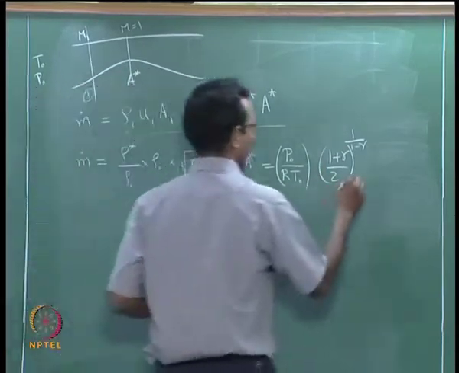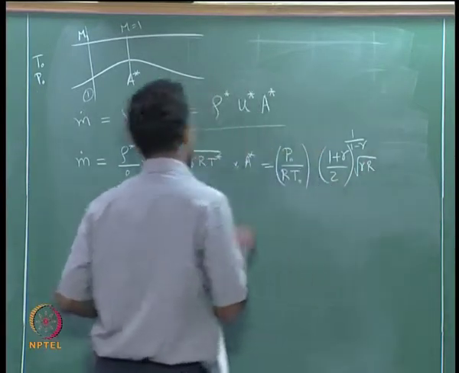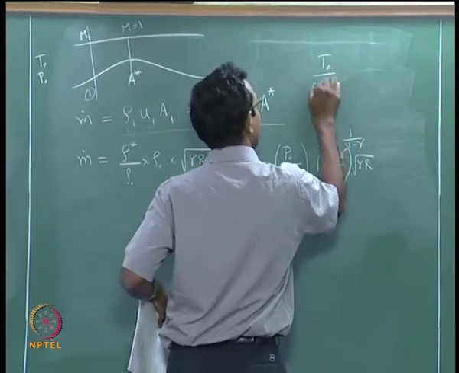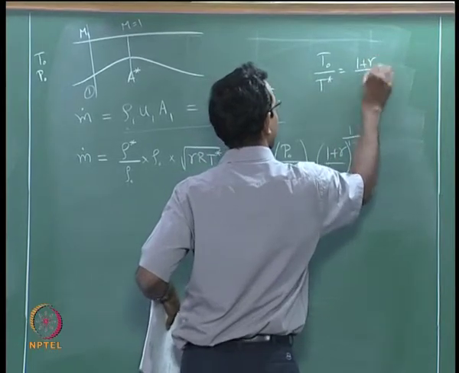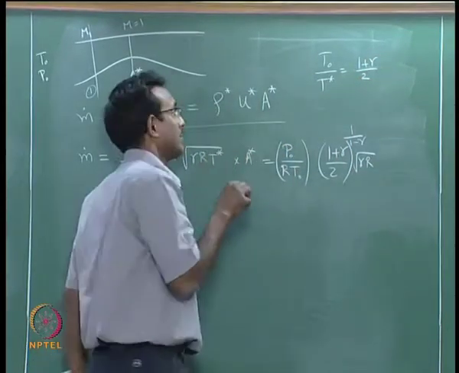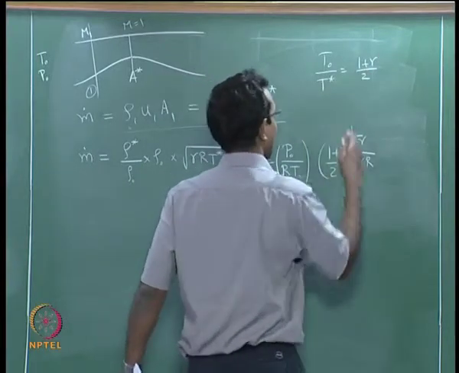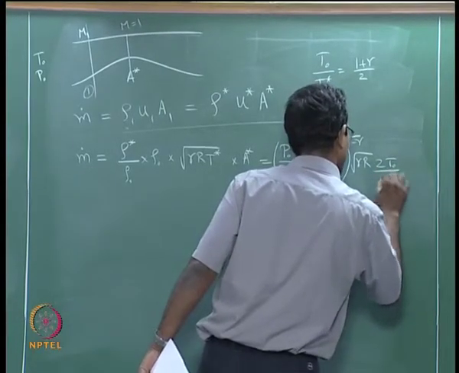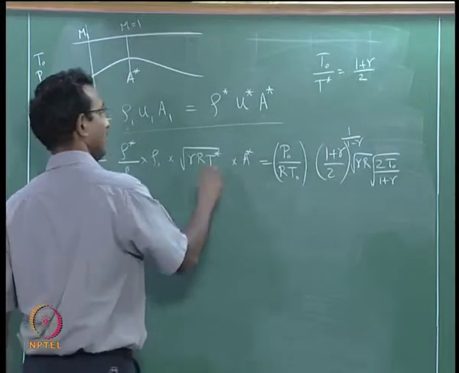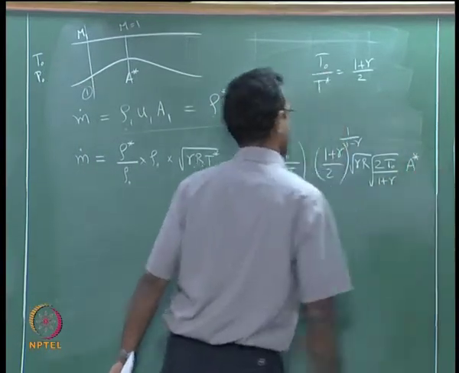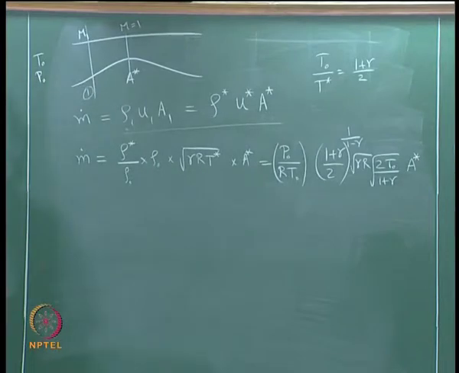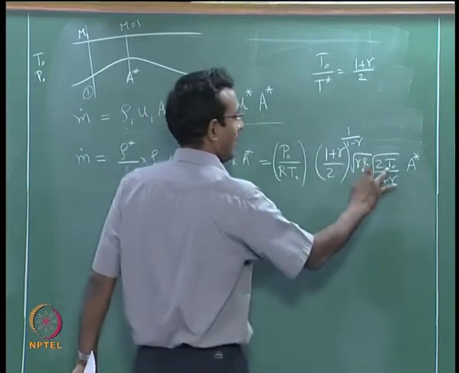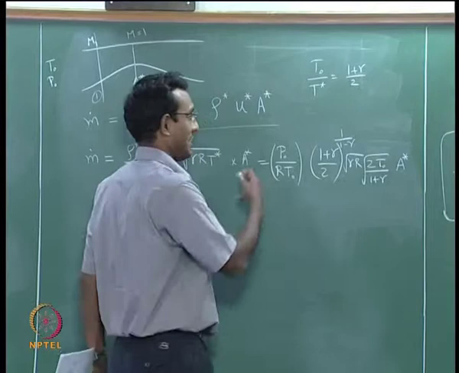Now, I have to do the square root of gamma R. I will keep that as is, square root of T star in terms of T naught. T naught by T star is equal to 1 plus gamma divided by 2. This we already wrote some time back. So, I want T star, that will come out to be 2 T naught by 1 plus gamma. Square root of that multiplied by A star. This is the expression I have. Now, if you see, nothing really gets cancelled except for this R T naught and R T naught here inside the square root. Everything else stays as is.